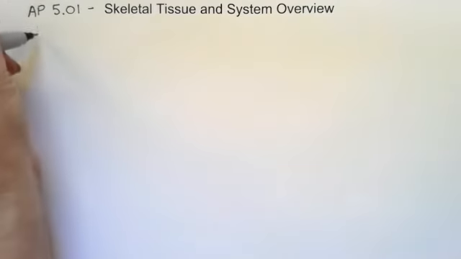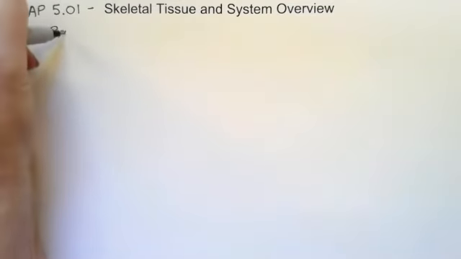And like we do with most systems, let's talk about an overview of what this system is responsible for and what it does for us. So how many functions can you think of for our skeletal system? I'll pause for a second. Hopefully one of the ones you thought of right off the bat was protection. So your skeleton and the bones in your skeleton protect you.